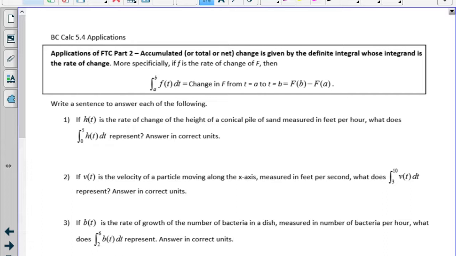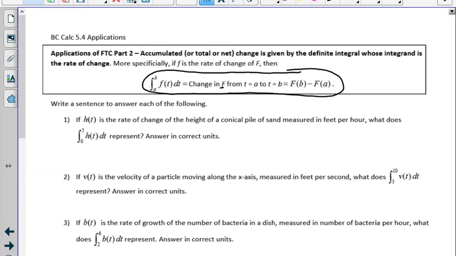So the net change is given by the definite integral whose integrand is the rate of change. So if we have the fundamental theorem of calculus part two in context, what we end up seeing is that the change in this bigger function F, so if little f of t is the rate of change, then when we take the integral from a to b, we get the actual change from time a to time b. So let's do some of these problems.